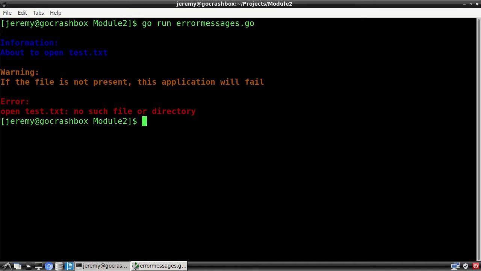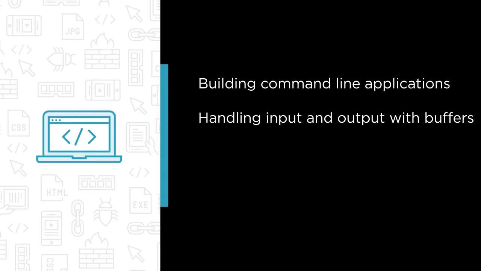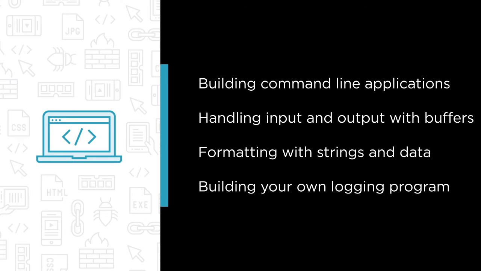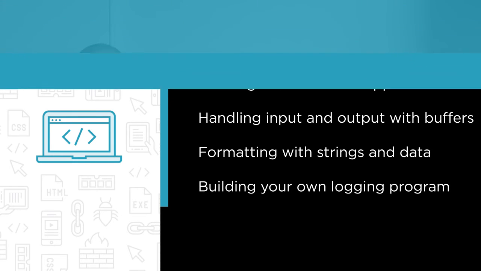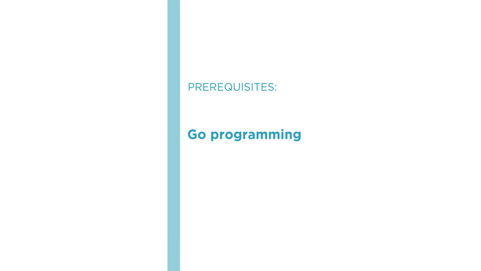Some of the major topics that we will cover include building command line applications, handling input and output with buffers, a deep dive into formatting strings and data, and building your own logging program with Go. By the end of this course, you'll know how to leverage the power of the standard library to build applications faster. Before beginning this course, you should be familiar with Go programming.